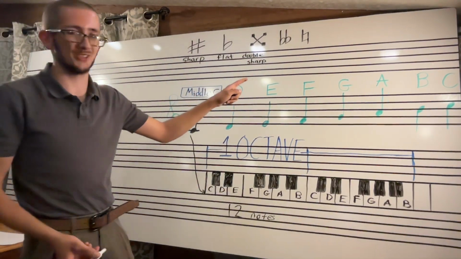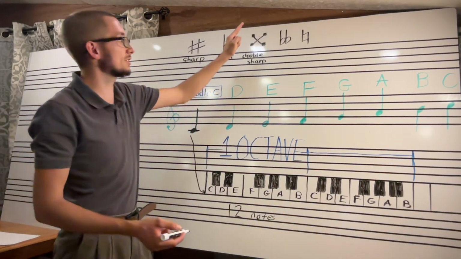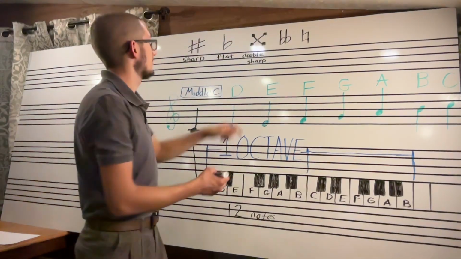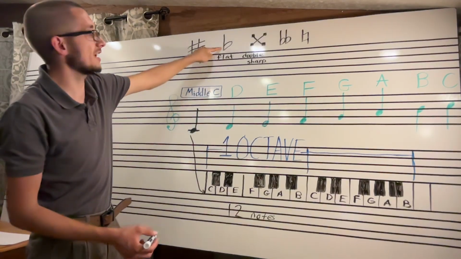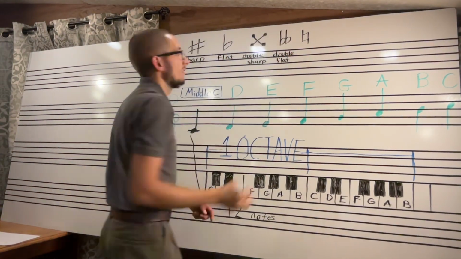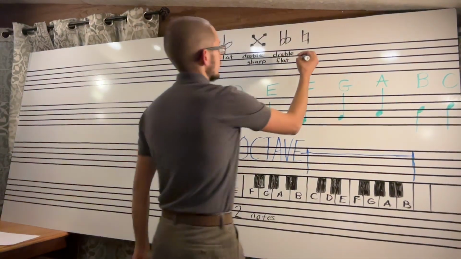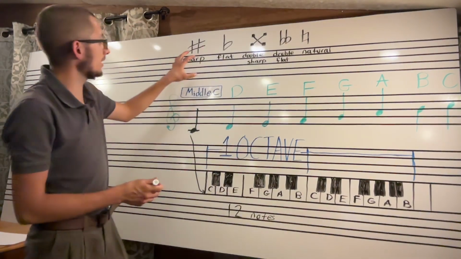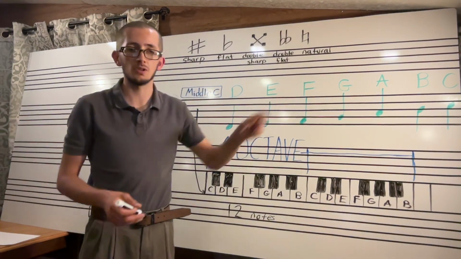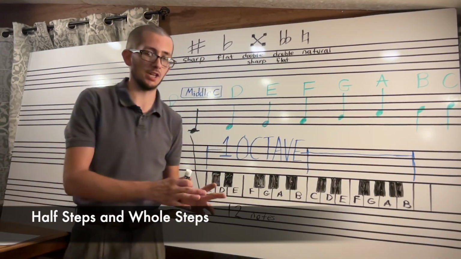Alright, so if you're picking up on the series, this is a sharp, this is a flat, this is a double sharp. This one is a double flat because it's just got this same flat symbol twice. Double flat. Now we got this last symbol right here, and it is called a natural. Before we talk about each of these accidentals, I want to briefly go over half steps and whole steps.